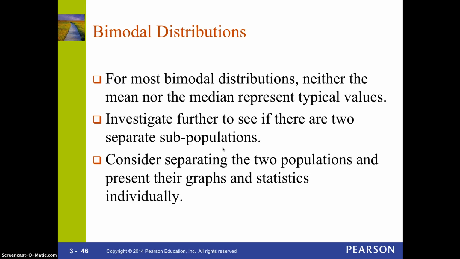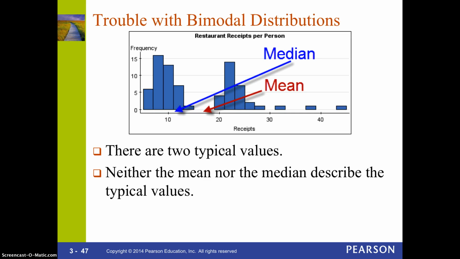Okay, let's look at some bimodal distributions. Usually in a bimodal distribution, neither the mean nor the median will represent typical values. And most of the time we're going to end up trying to split these into two separate categories and just looking at both distributions separately.